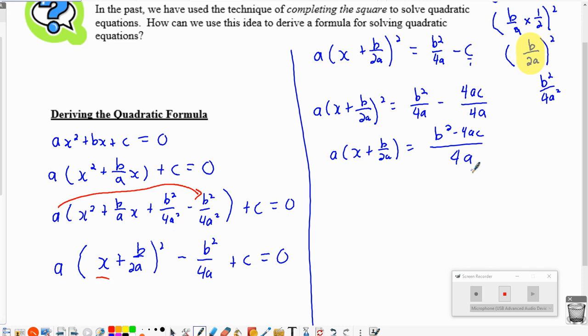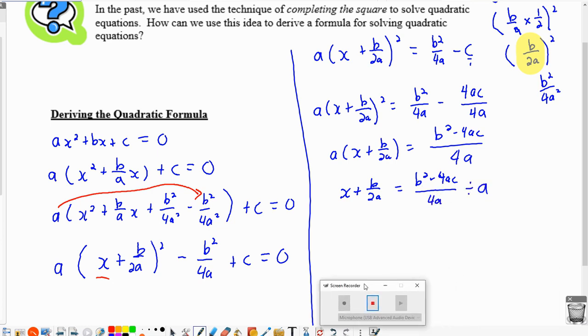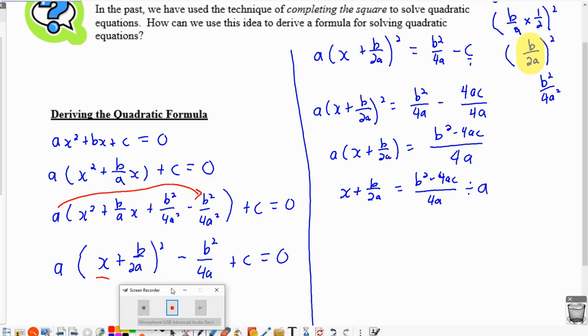Next step is to divide by that a, which I will show the extra step this time. I hope I don't run out of room here. Divide by a, which can be upsetting. Divide by a, how am I going to divide by a? Well, it's the same fraction work we've been doing, only with an a this time. I'm going to multiply by the reciprocal. How do I reciprocal an a?